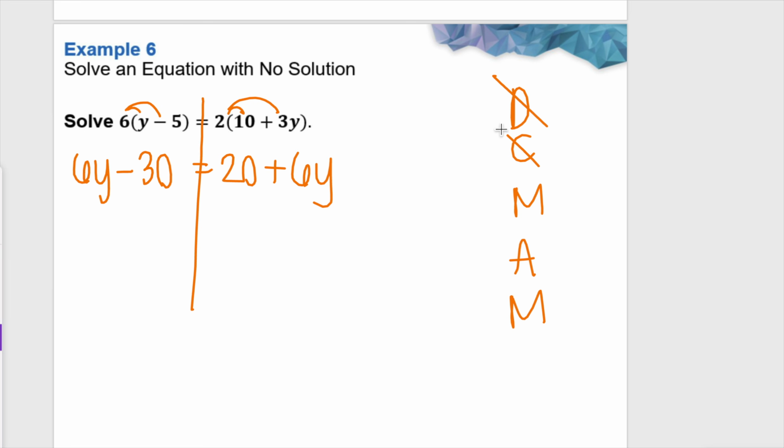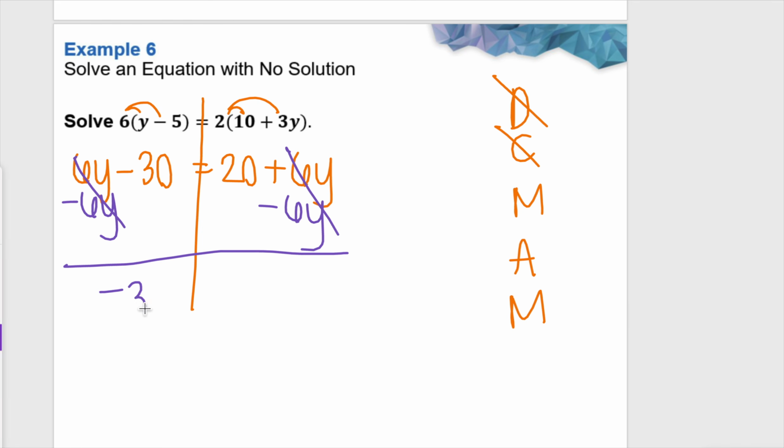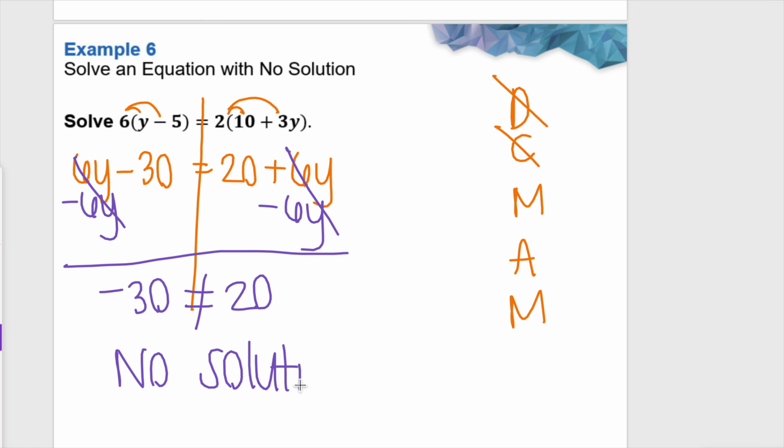Next, I don't have any combining like terms, but I can move the variables. The only problem is here, 6y and 6y are the same, so it doesn't matter which one you move. I'm going to move this one by subtraction. And when you do that, 6y minus 6y is going to cancel out on both sides. So now all we see is negative 30 equaling 20. And that seems weird because negative 30 does not equal 20. Since that is not a true statement, we are going to say no solution, okay?